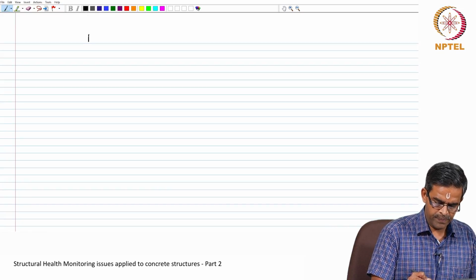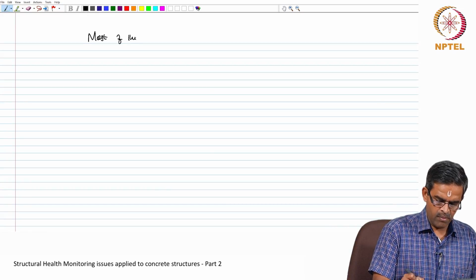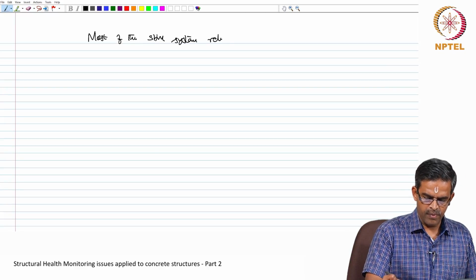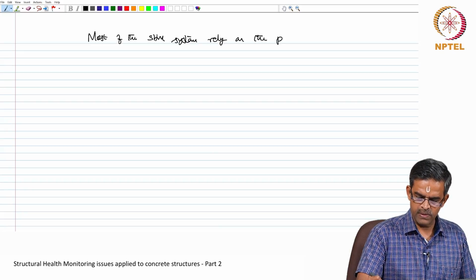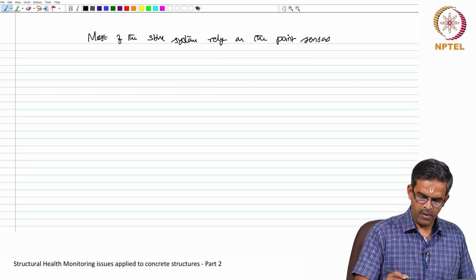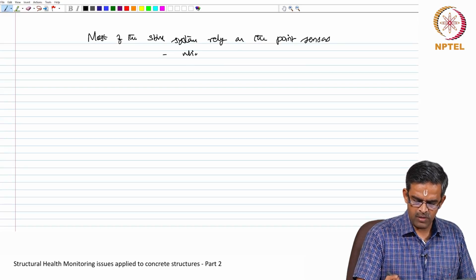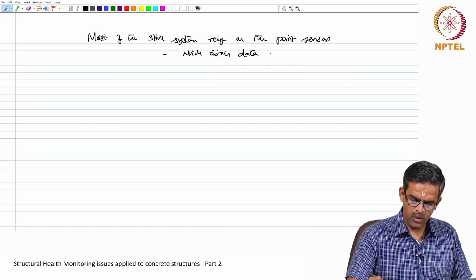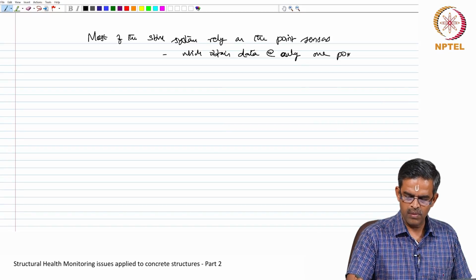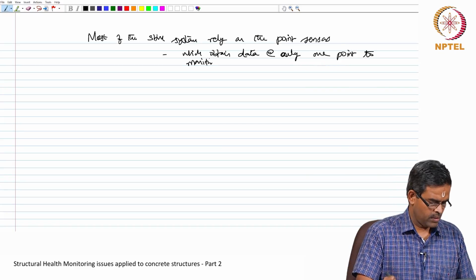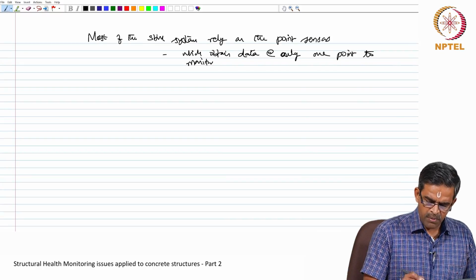Unfortunately, most of the SHM systems rely on point sensors. Point sensors are ones which obtain data at only one point to monitor. They have some limitations.